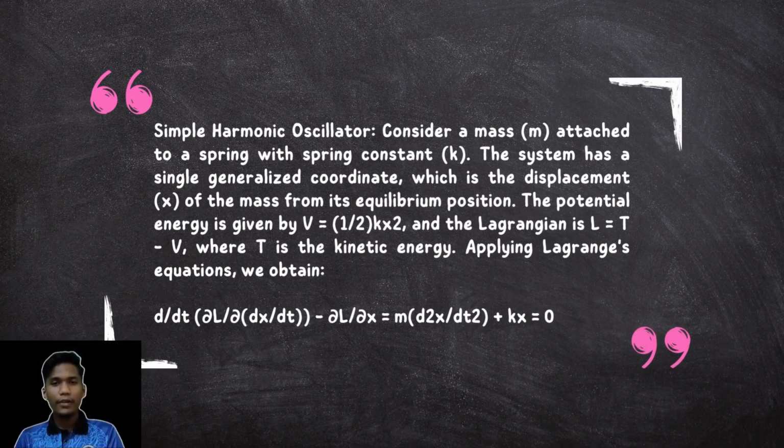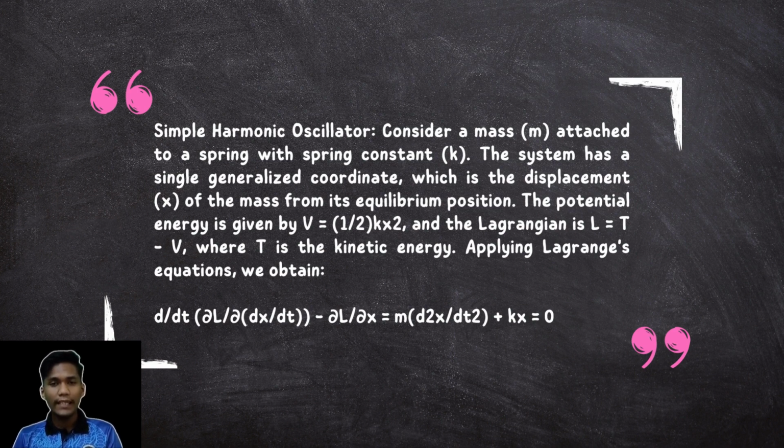In the simple harmonic oscillator, consider a mass m attached to a spring with spring constant k. The system has a single generalized coordinate, which is the displacement x of the mass from its equilibrium position.